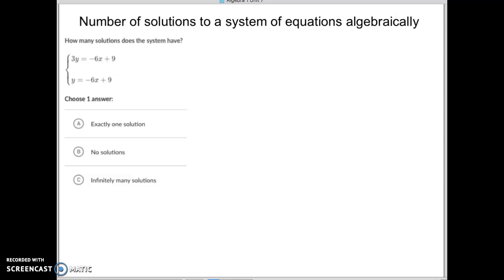All right. Next Khan Academy for systems is called Number of Solutions to a System of Equations. This time it's algebraically, not graphically. So here's how you can do it. The easiest way to do this is take any equation that you have been given and make sure that it's in slope-intercept form.